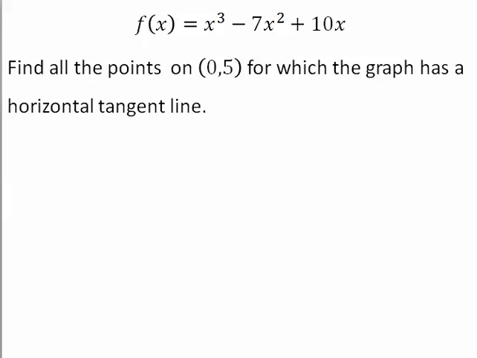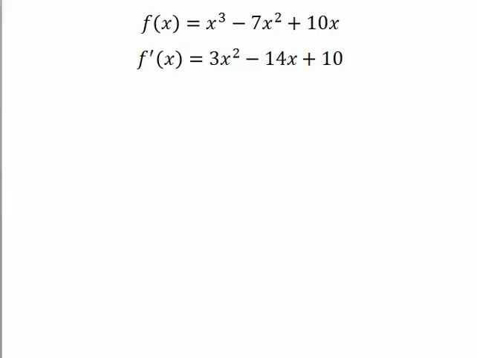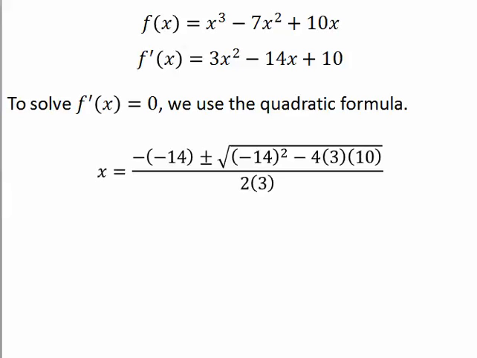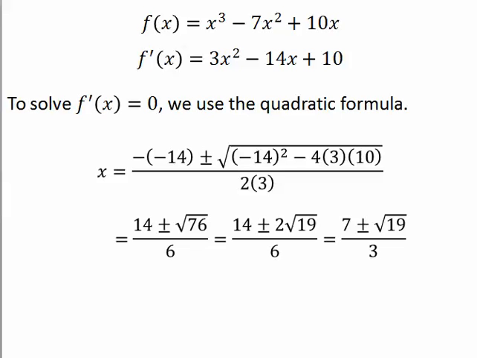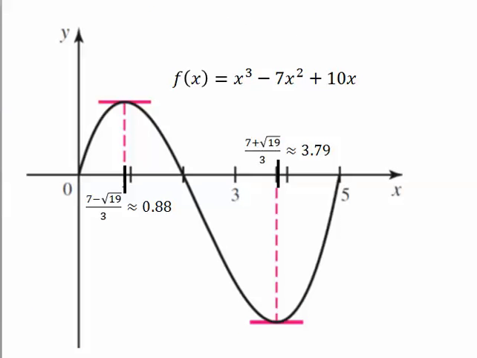And if we want to find those places, well, then we just set f prime equal to 0. So I just find f prime and set it equal to 0. I'm going to have to use the quadratic formula. And when the dust settles, I get 7 plus or minus radical 19, all of that over 3. Notice that both solutions are between my endpoints 0 and 5. And here's a graph of what's going on. So 2 horizontal tangent lines. I'm only guaranteed 1, but I got 2.